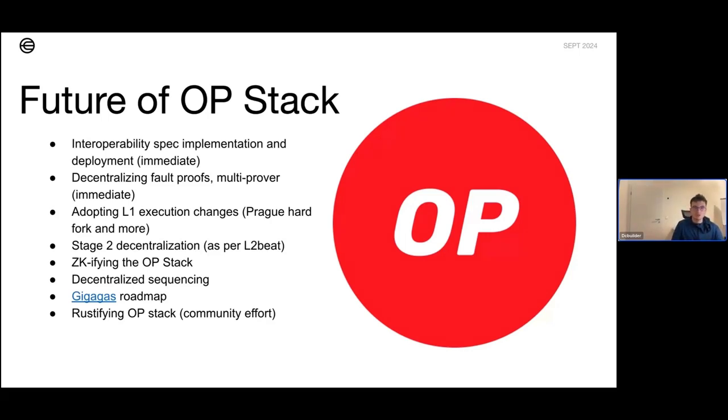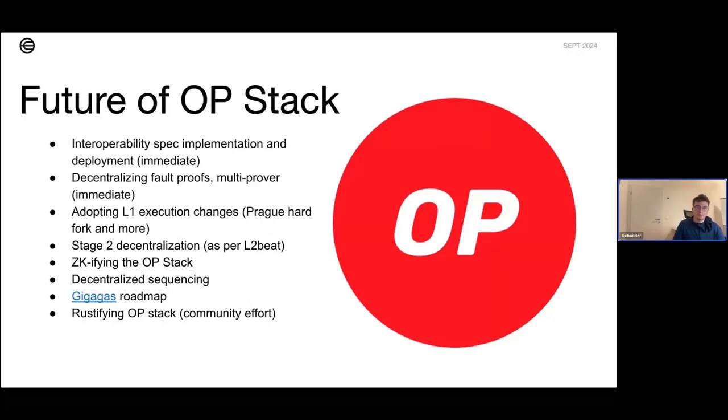Adopting L1 changes. So this is if Ethereum L1, the EVM, changes, then the OPStack will reflect those changes so that everything is the same. They target EVM compatibility and equivalence so that building an application on the OPStack is the same as building an application on Ethereum from a developer's point of view. And I mentioned stage 2. So this is just decentralizing even further.